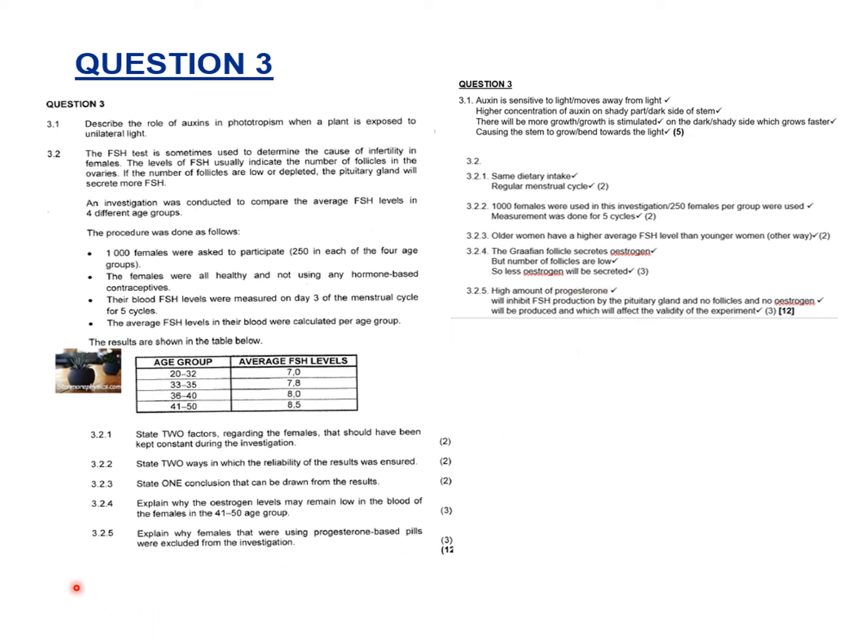Okay. 3.2.5. Explain why females that were using progesterone-based pills were excluded from the investigation. Now, this is a very important and a nice question. I like how they brought this question in. So we know a high amount of progesterone, they're going to be on the contraceptive, so there will be a high amount of progesterone in their body. That will inhibit FSH, and the pituitary gland will no longer secrete FSH, follicles will not develop, and there'll be no estrogen produced. And we want to measure FSH and estrogen, and that will affect our results, and that will affect the validity of the experiment.